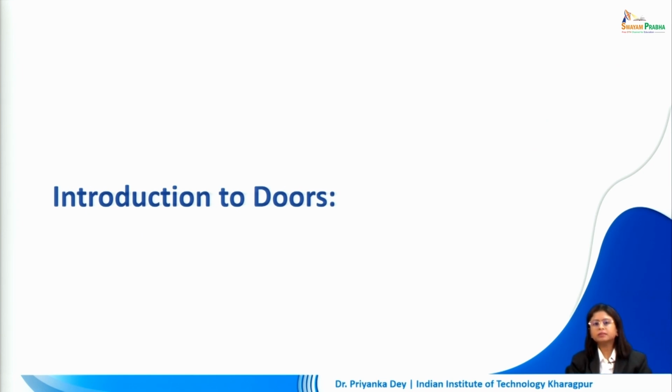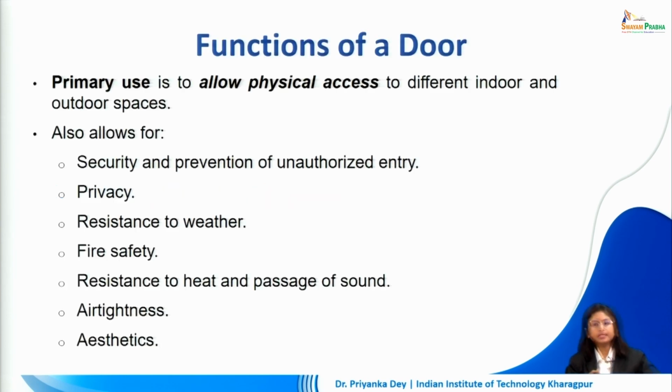Now, let us start understanding what are the types of doors that we can use in our buildings. Before we get to that, we will learn a little bit about the functions of a door. Now, the primary use, as already mentioned, is to allow physical access to different indoor and outdoor spaces. Additionally, a door also has several other functions.